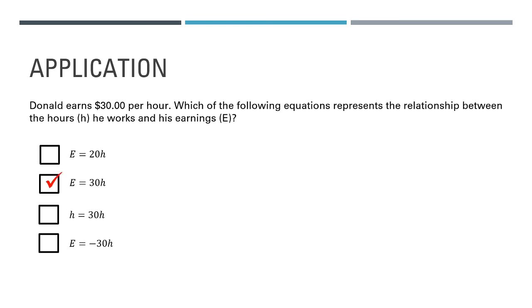The correct answer is E equals 30h, where E is the dependent variable. His earnings depend on the number of hours he works. 30 is your constant of variation, slope, or rate of change, and H is the number of hours he worked.